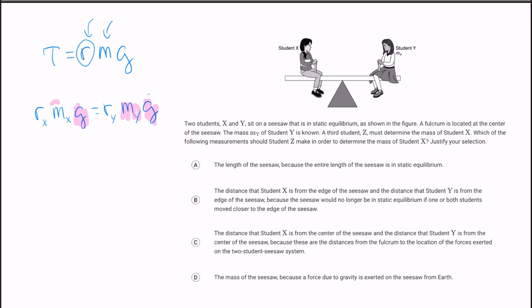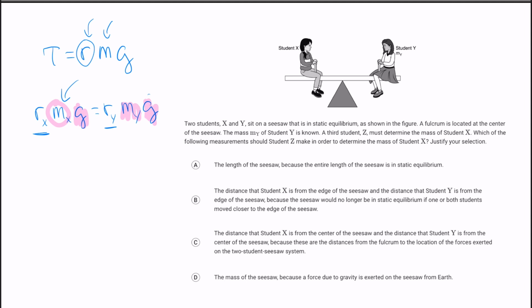If we needed to find m, the mass of student X, what we need is to be able to measure the distance that student X is from the axis of rotation and the distance that student Y is from the axis of rotation. Then we'd have just one missing variable and we could solve for the mass of student X. All right, so let's see what the answer choices are.